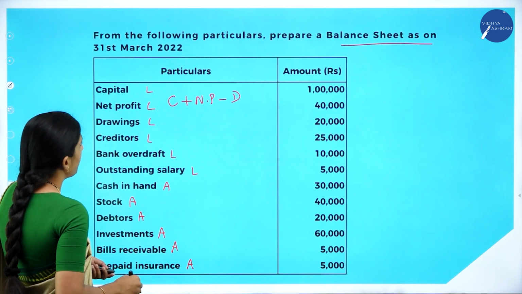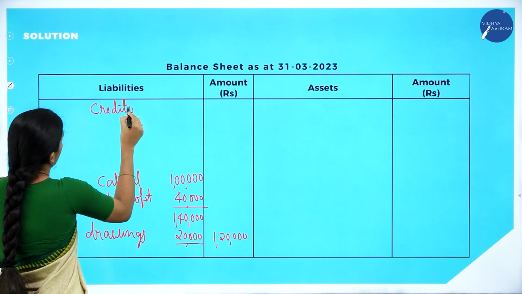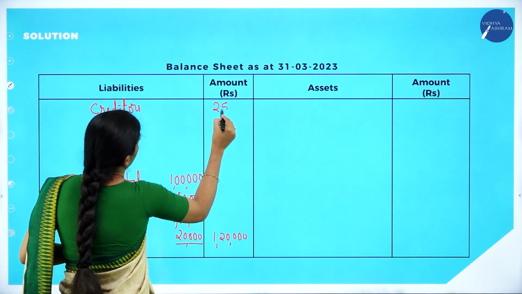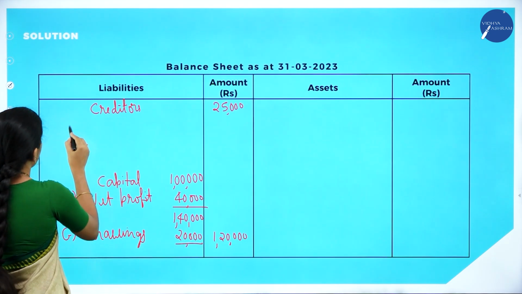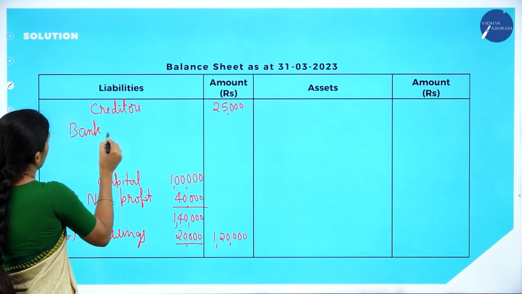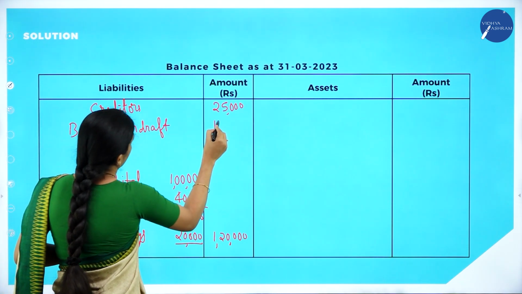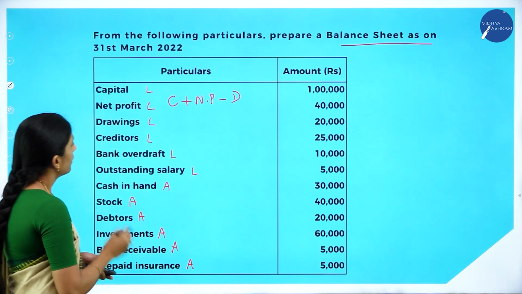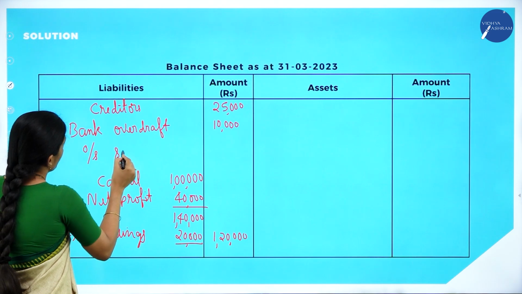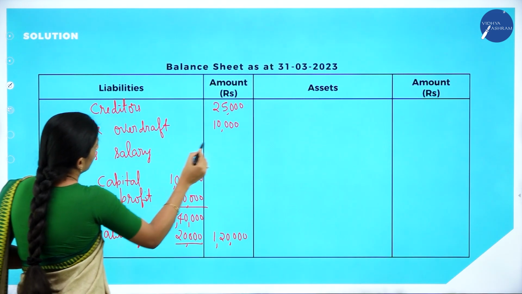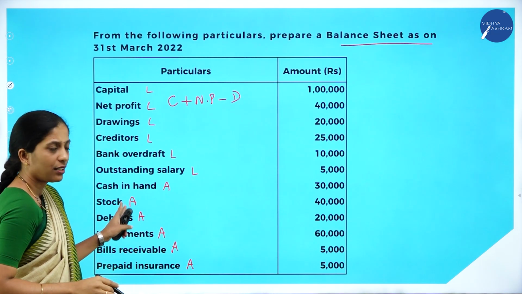Next we shall record other liabilities. Creditors 25,000. Then we have bank overdraft 10,000. It is also a liability. Next we have outstanding salary 5,000. So we are done with the liabilities.